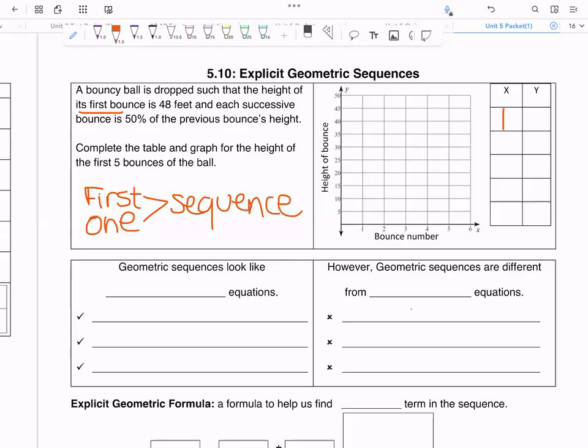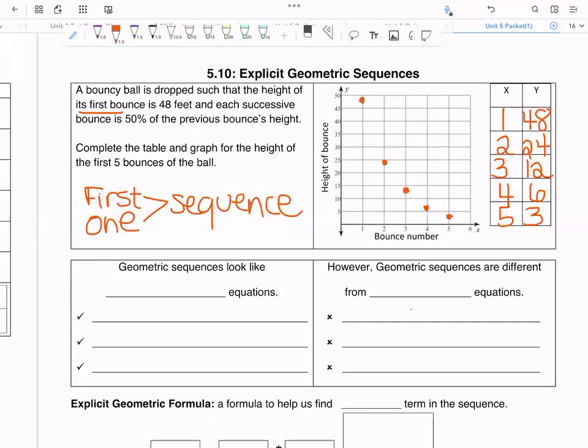So our first bounce is 48. Our second bounce is 50% of that. So that would be 24. Our third bounce is 12. Our fourth bounce is 6. Our fifth bounce is 3. So we're going to plot these and see what type of shape this graph is going to make.